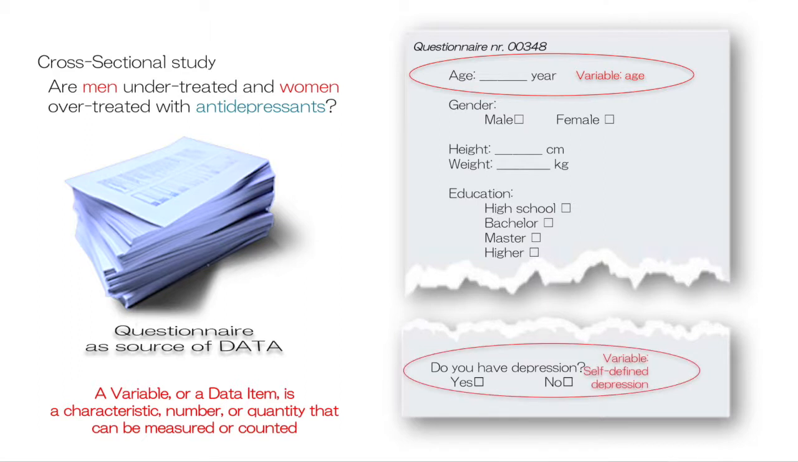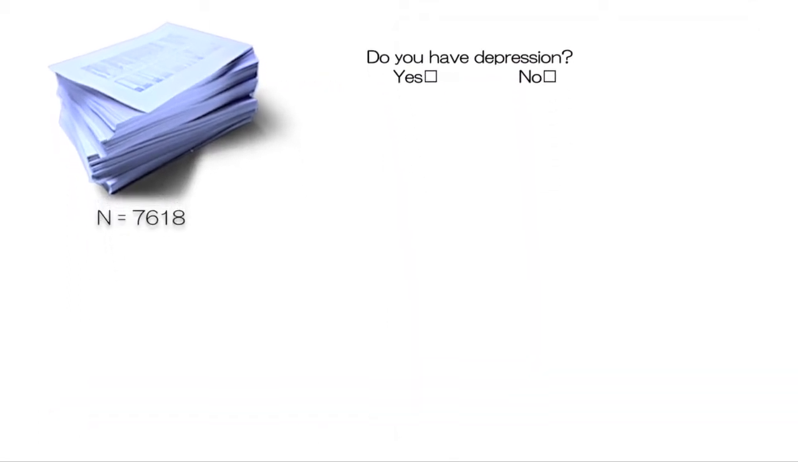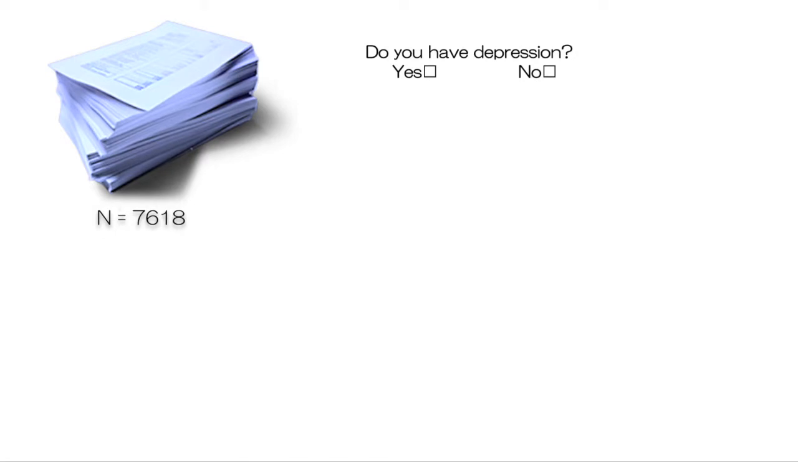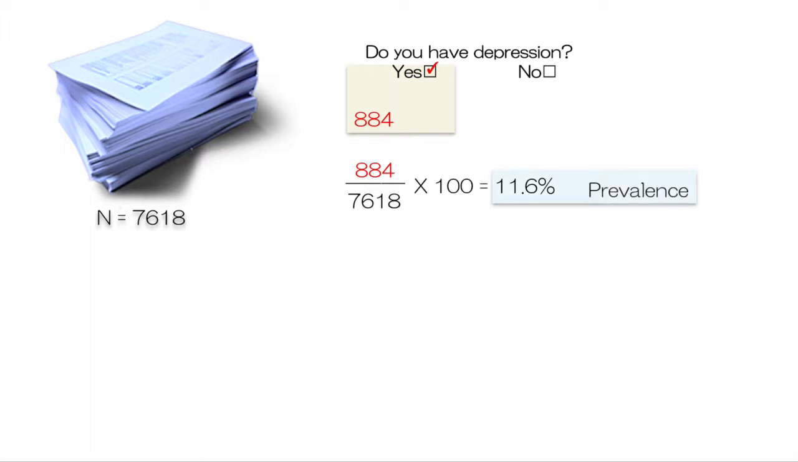Let's look at this question about depression and call this variable self-defined depression. And let's assume all 7,618 participants answered this question, and among them 884 replied as yes. To calculate the proportion of yes answers, we can simply divide 884 by the total of 7,618, which tells us that 11.6% of the respondents define themselves as depressed. This proportion is called the prevalence.